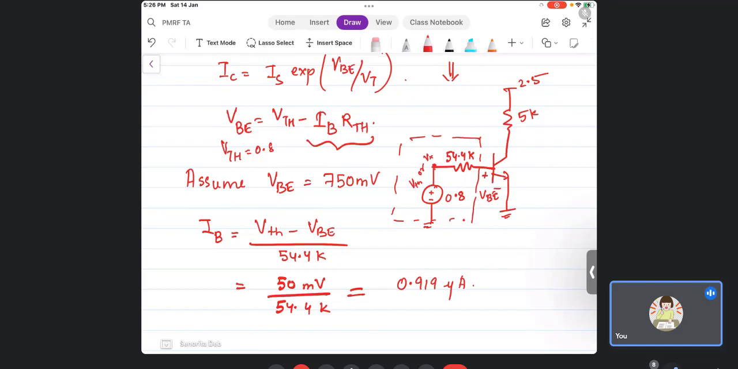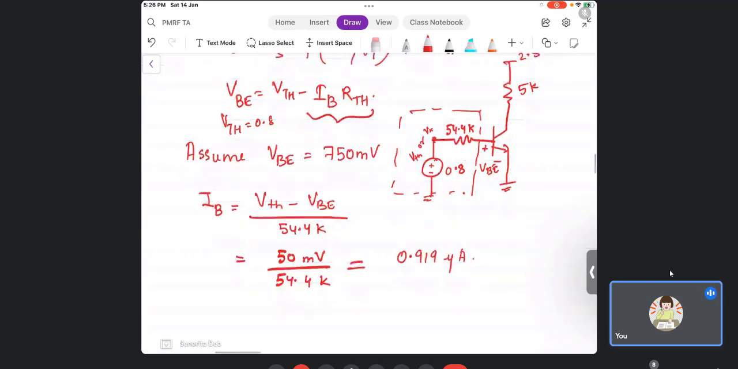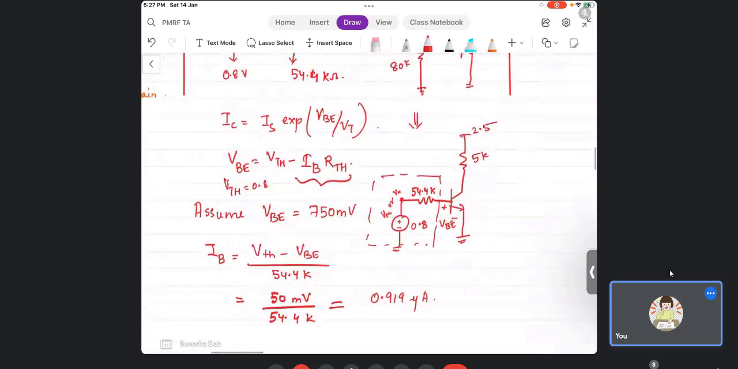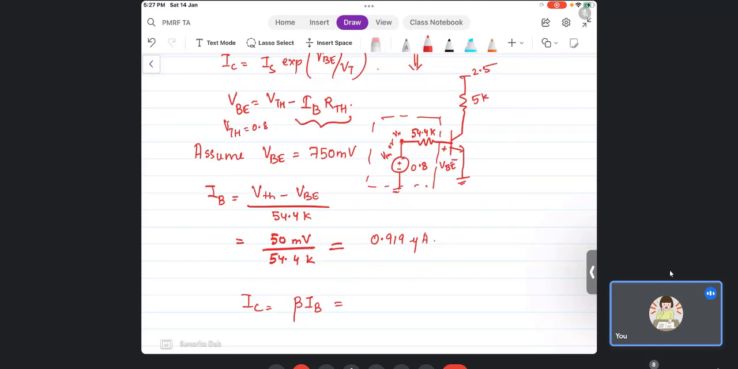Is it clear till here? Okay. So now after this, what have we done? We started with finding VTH, we found RTH, we assumed VB, we found IB from the KVL equation. Now what we will do? IC will be beta times IB. Now since IB is not negligible, I can use the beta. So 100 into 0.919, I am getting 91.9 microampere.